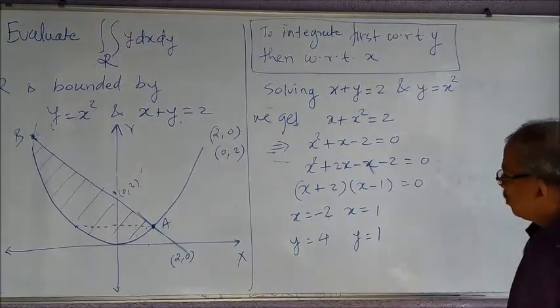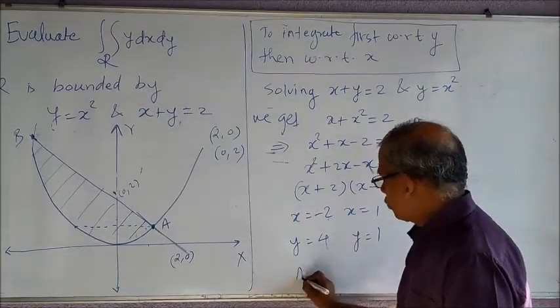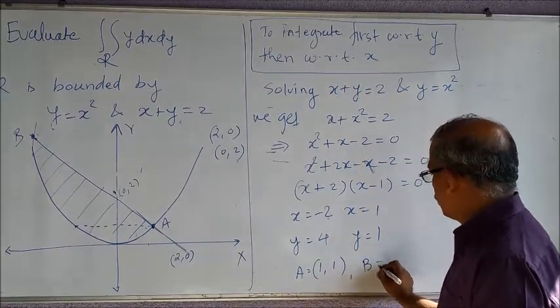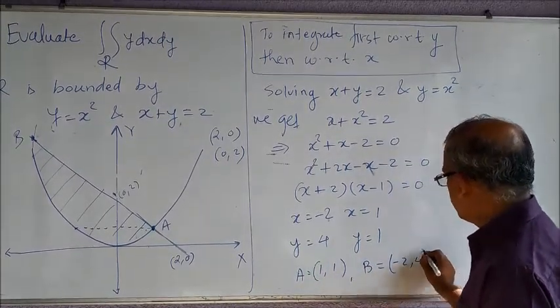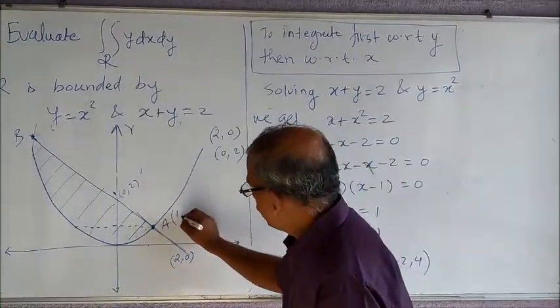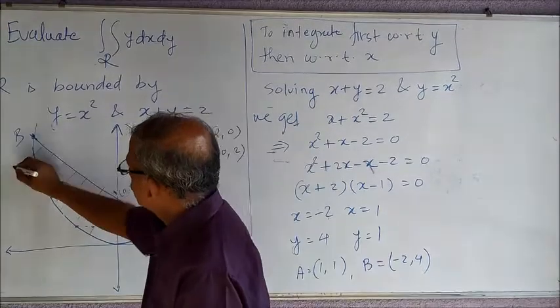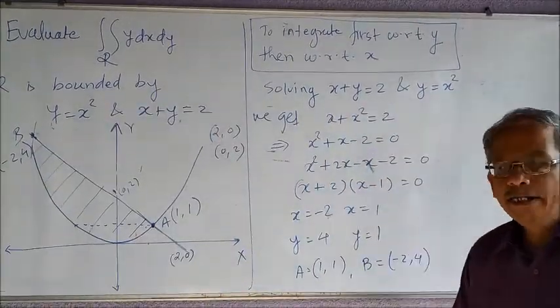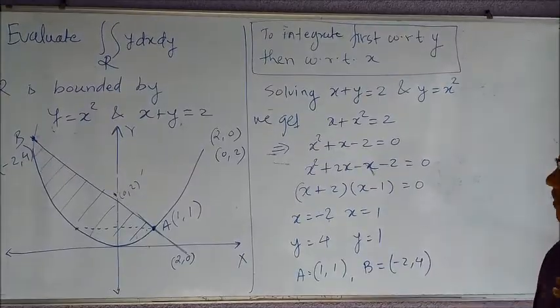Okay, so we got 2 points. So A will be what? 1 comma 1 and B will be minus 2 comma 4. See that this point is 1 comma 1 and this point is minus 2 comma 4. Right? So now we have obtained all the limits.